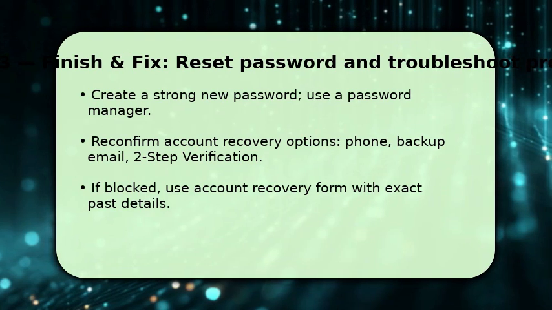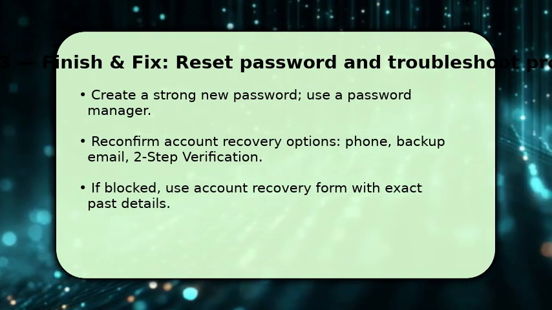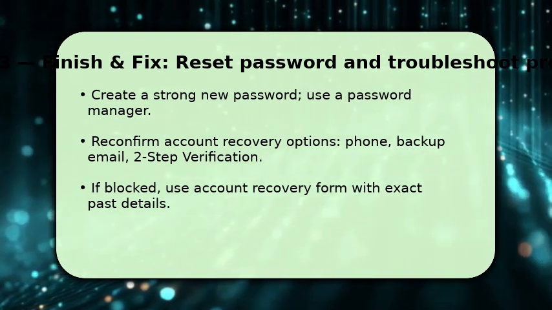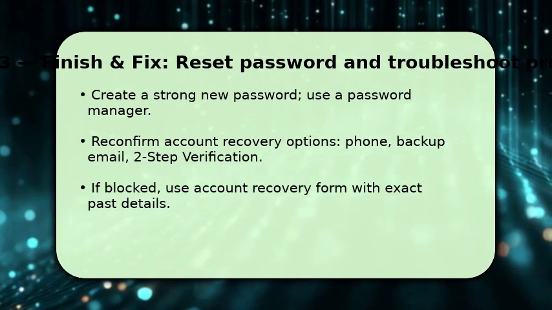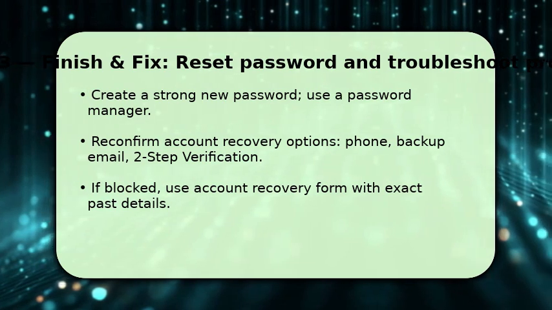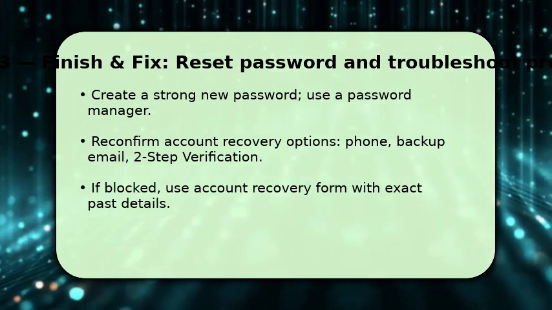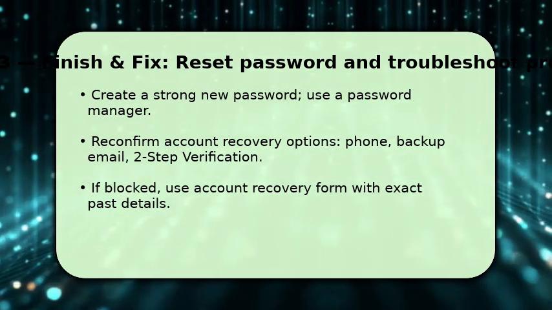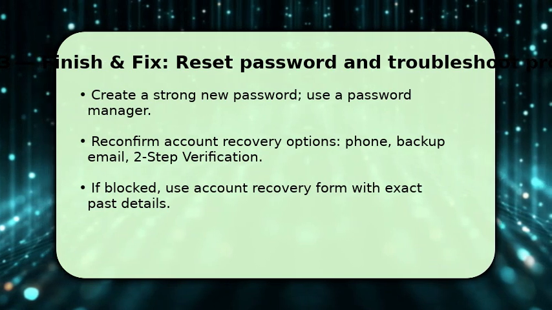prevent repeat lockouts. If the backup email didn't work or you were denied, use Google's account recovery form and supply exact past details, previous passwords, creation date, frequently used locations. If nothing works, wait 24 to 72 hours and retry. Repeated attempts with accurate data.